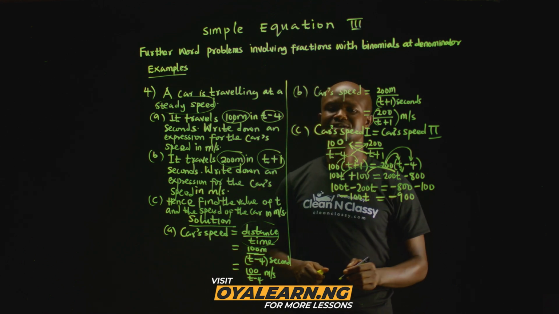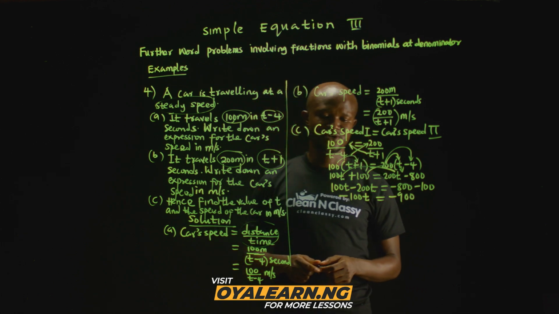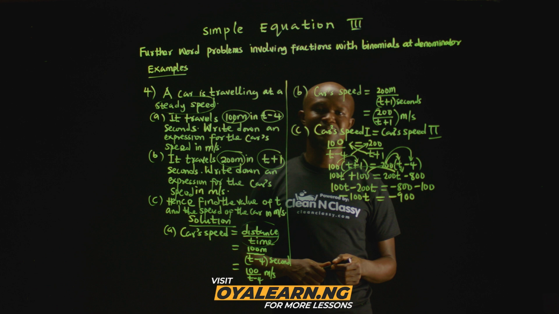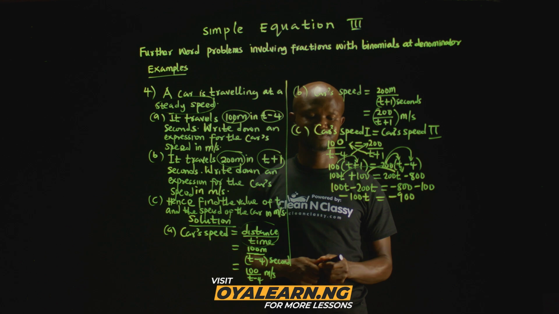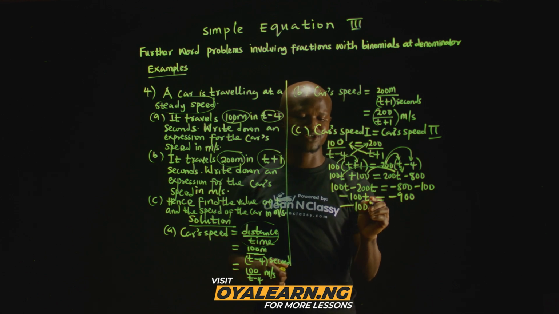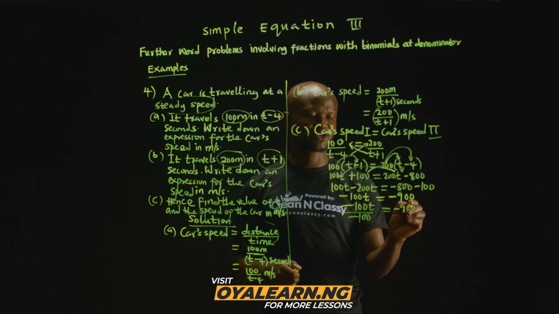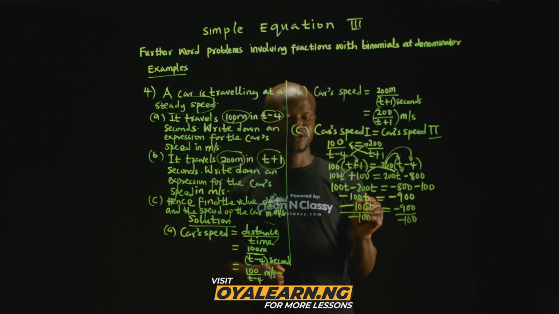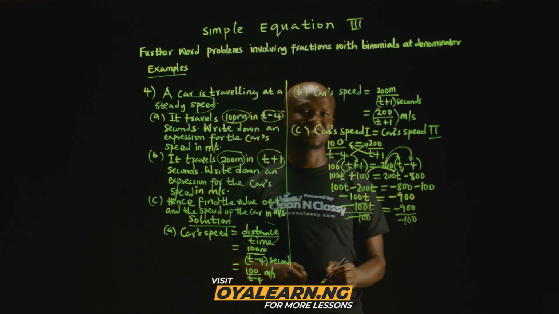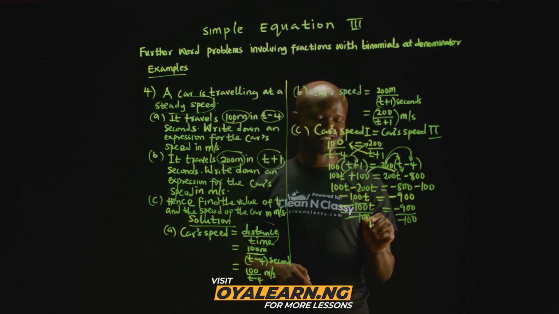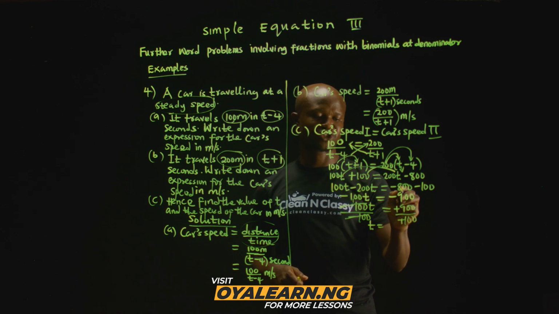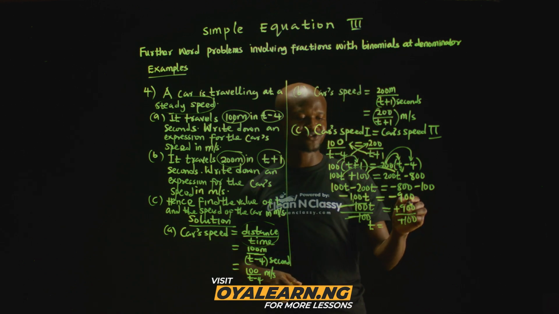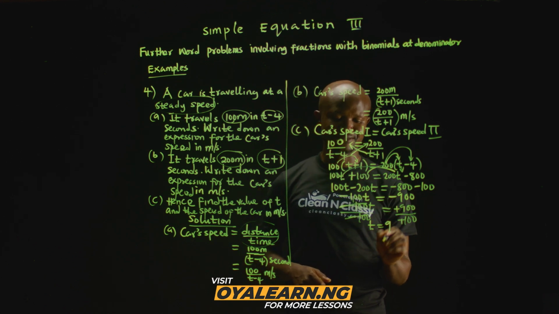So at this point, we are going to divide both sides by minus 100 to get the value of t. Minus 100t divided by minus 100 gives us t, and minus 900 divided by minus 100 gives us, since a minus divided by a minus returns a plus, 900 divided by 100, which is 9.